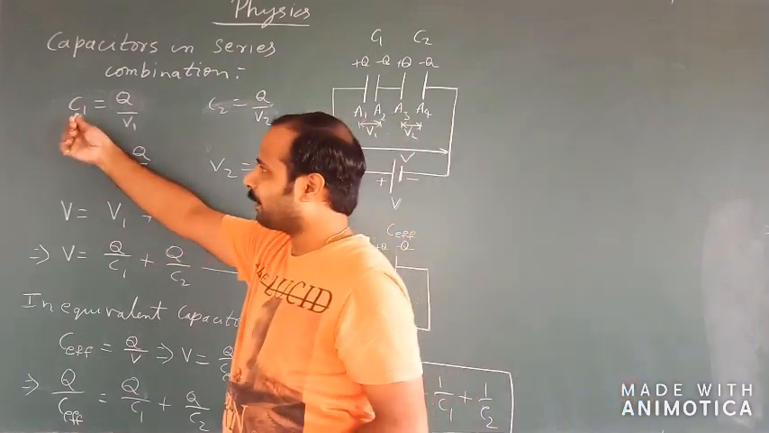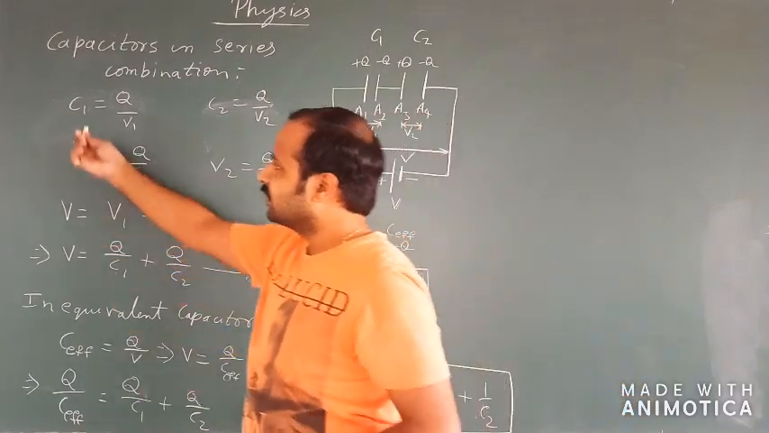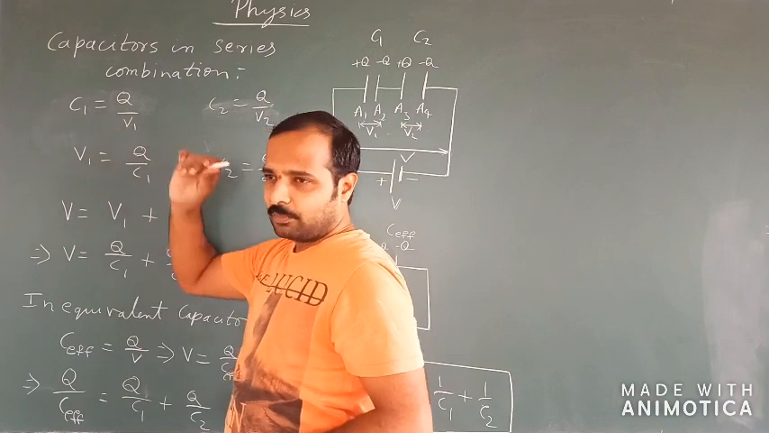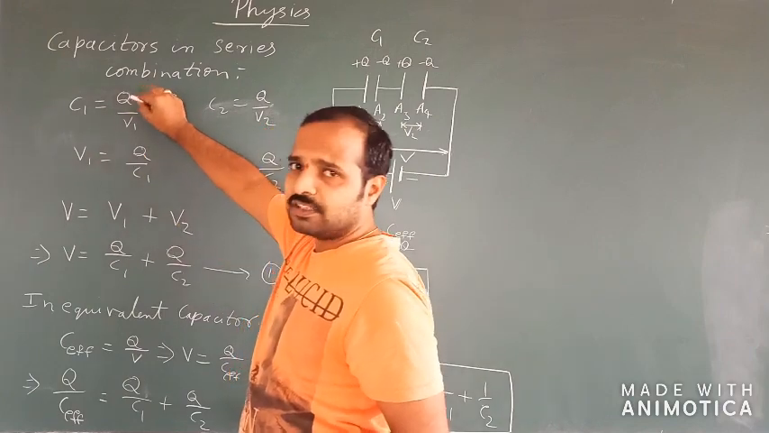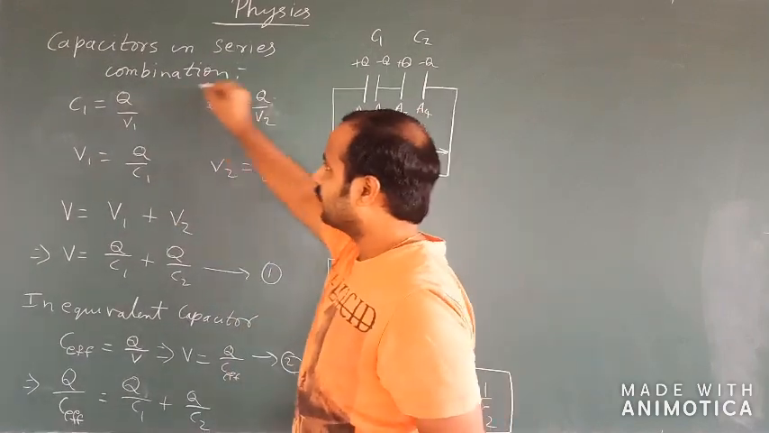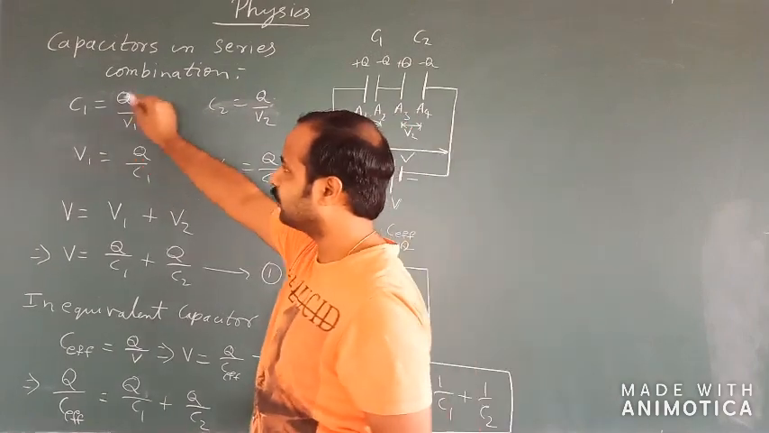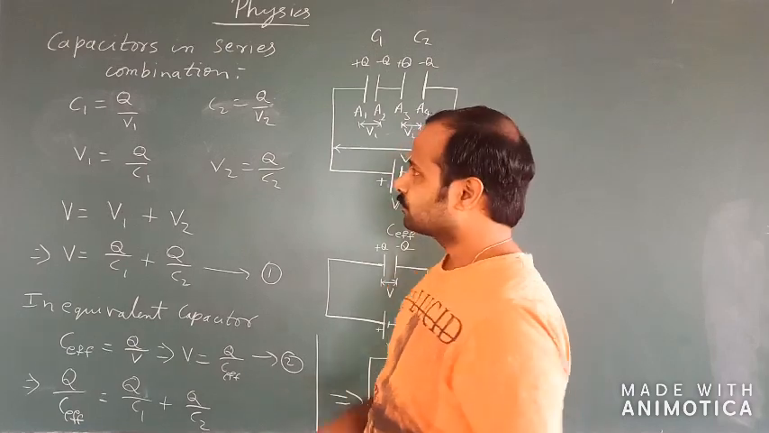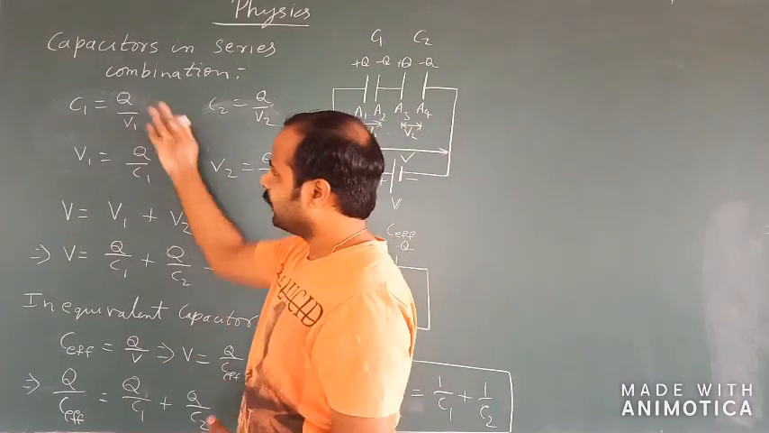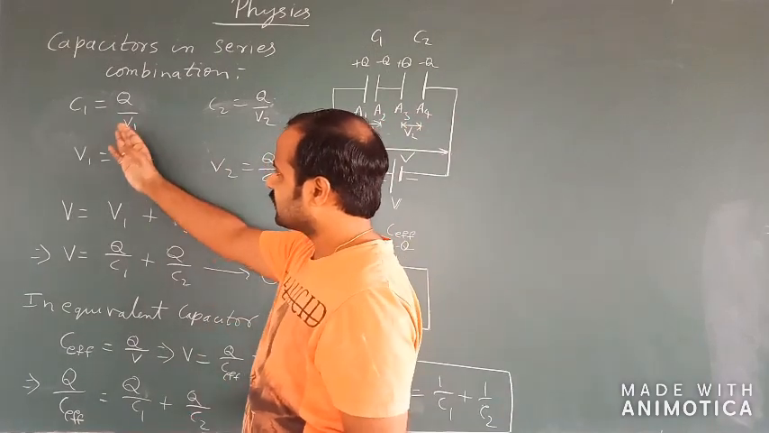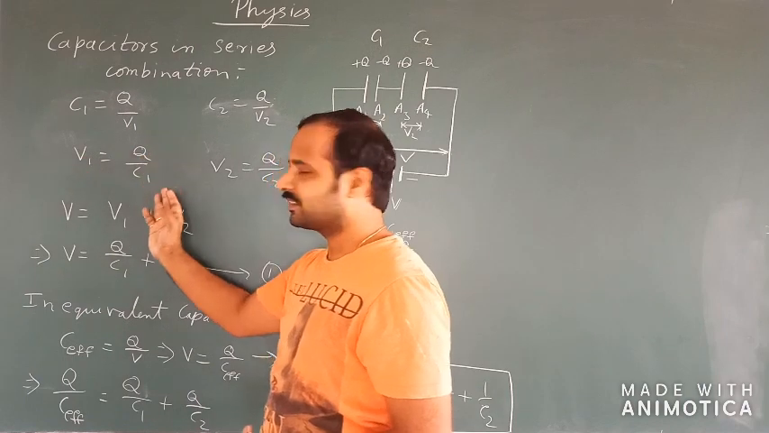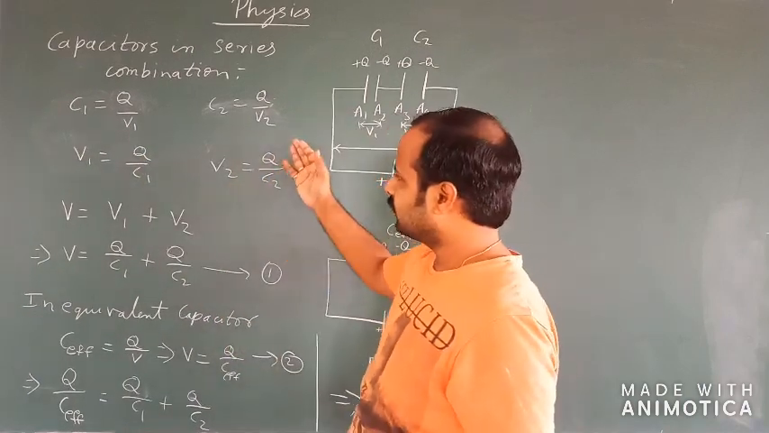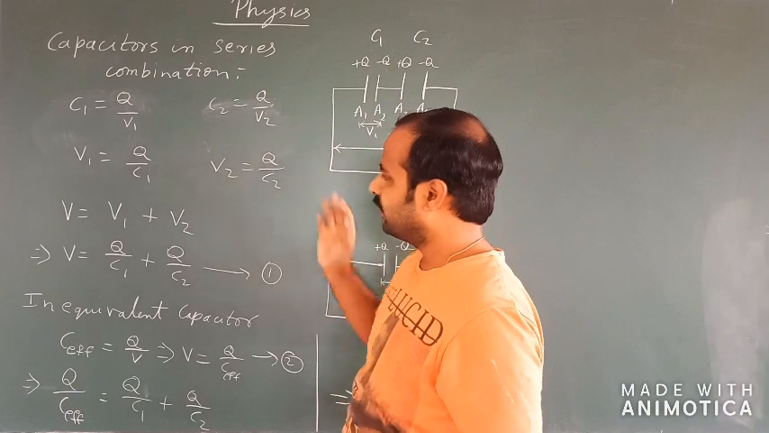We already know that the capacitance of capacitor C1 is C1 equals Q by V1. Remember, the charge Q is the same on both the capacitors. So C1 equals Q by V1 and C2 equals Q by V2. Now I am going to rearrange these two equations. The first equation becomes V1 equals Q by C1, and V2 equals Q by C2.